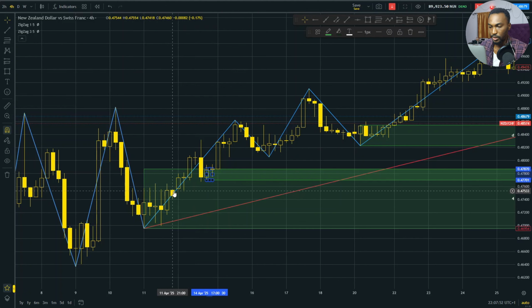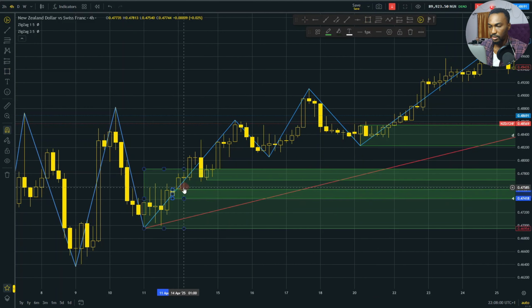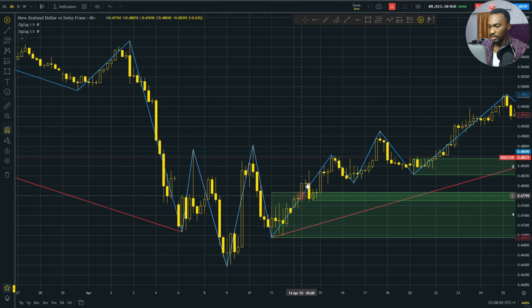And then this is not so fresh because it's coming from another zone. But then we have this one, which has also been mitigated. I want to just show you guys. So there is this one, but it has been mitigated. So these are my only clear zones. And then the last zone is this one here.